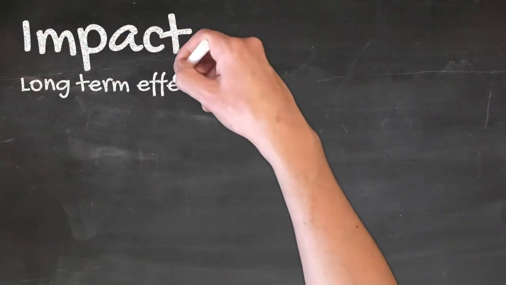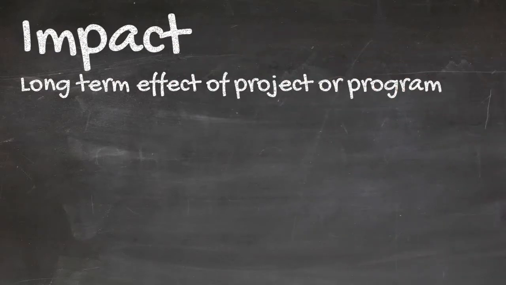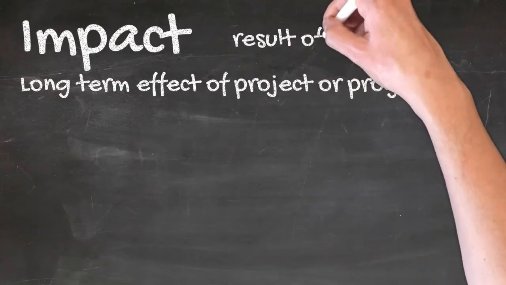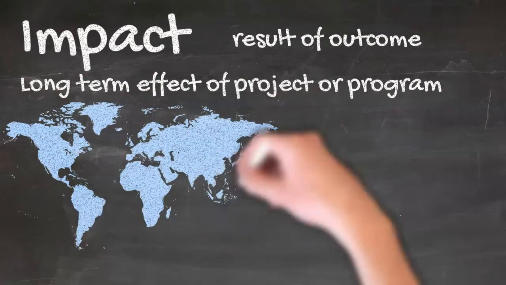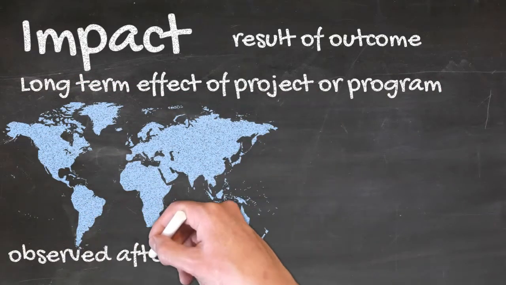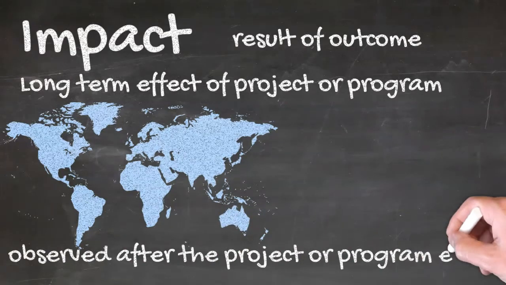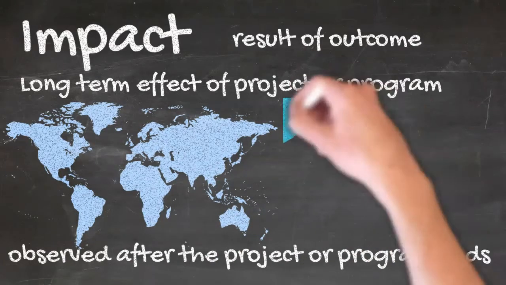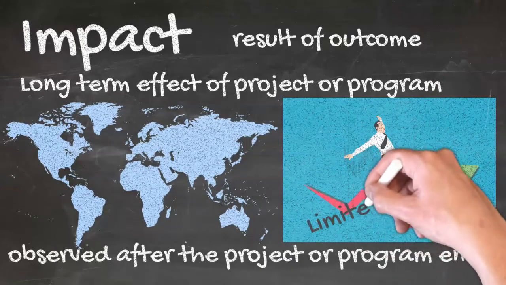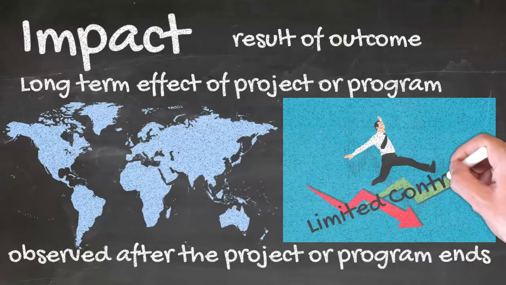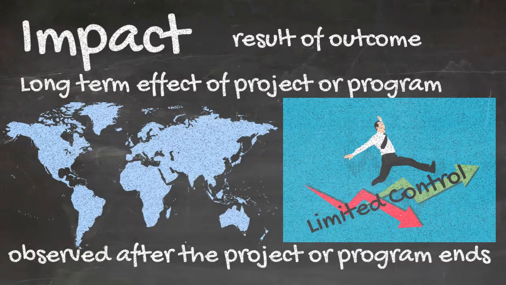Impact. These are the long-term effect that the project or program brings. It is the change that happens as a result of outcomes. These are expressed in terms of country, region or a province and seen after the project ends. However, the executing agency has limited control over the impact of any project or program. Sustainable development goals, national priorities, missions and visions of companies are some of the examples of impact.